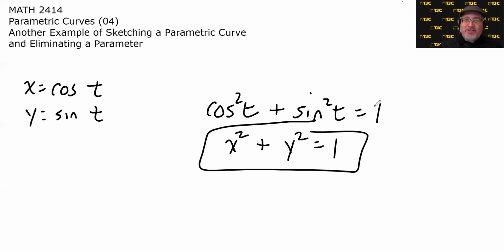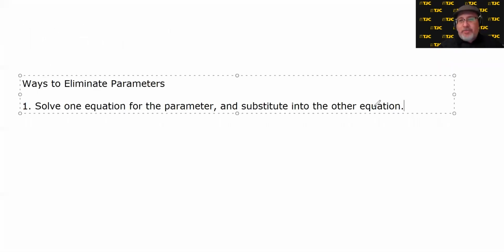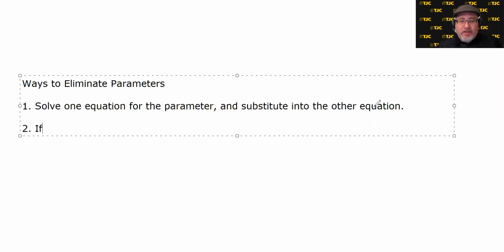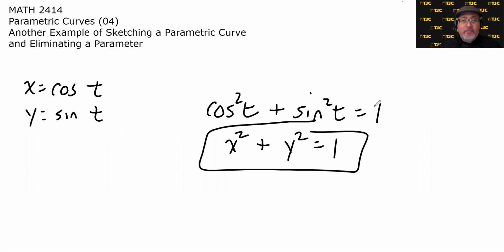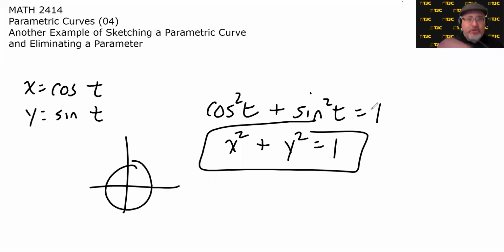So let's add this to our list of ways to eliminate parameters. Number 2, if both parametric equations involve trig functions, find a trig identity relating the two. If it's sine and cosine, then the identity is sine squared plus cosine squared is equal to 1. But let's say it were something a little bit different. Oh, by the way, we're going to sketch this, but it's a circle. I mean, you should know that's a unit circle. So just to do it justice, there's your unit circle.